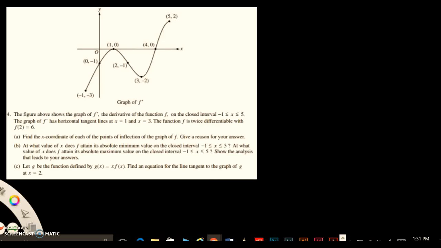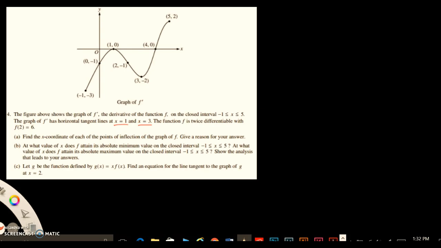In this video, we are going to solve the 2004 Form B question number 4 FRQ. It says the figure above shows the graph of f prime, the derivative of function f on the closed interval x is between -1 and 5. The graph of f prime has horizontal tangents at 1 and 3 and is twice differentiable with f of 2 equaling 6. Let me underline these two key parts.